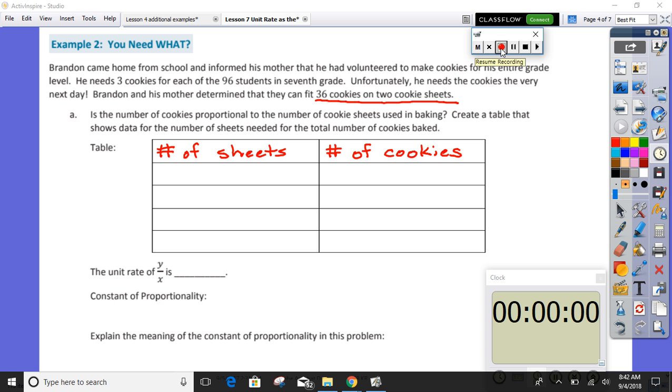All right, Connor with an E. Tell me how you filled out the table. I filled out the table for a number of sheets of like 2, 4, 6, and 8. Okay, so you used every other even number. And then for the number of cookies, so about 36, 72, 108, and 144.